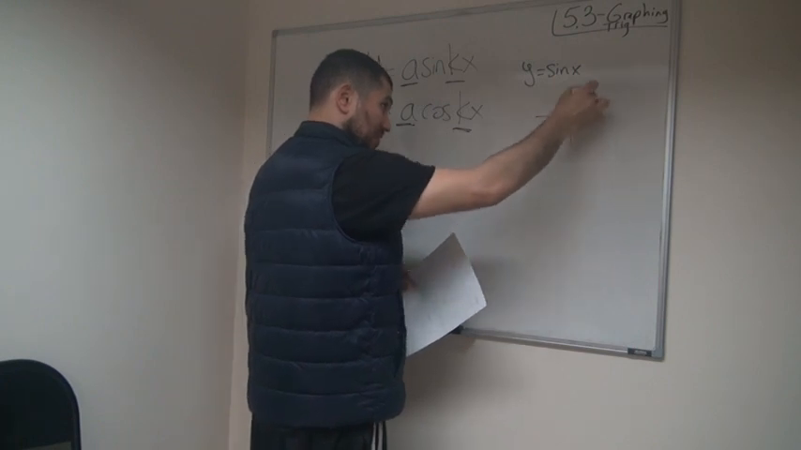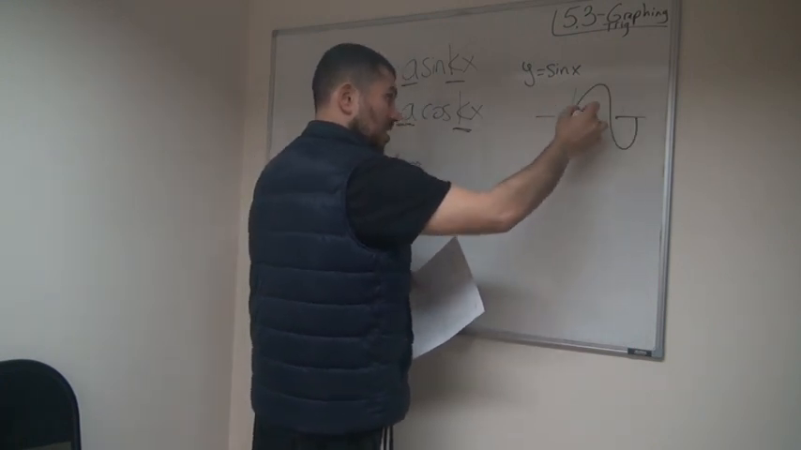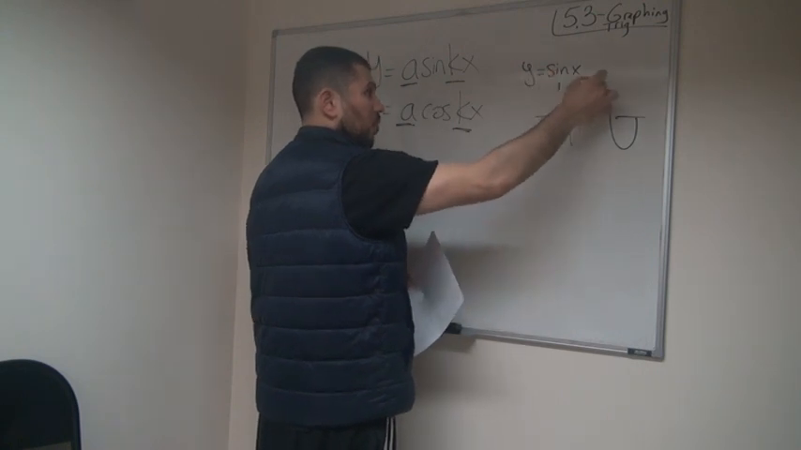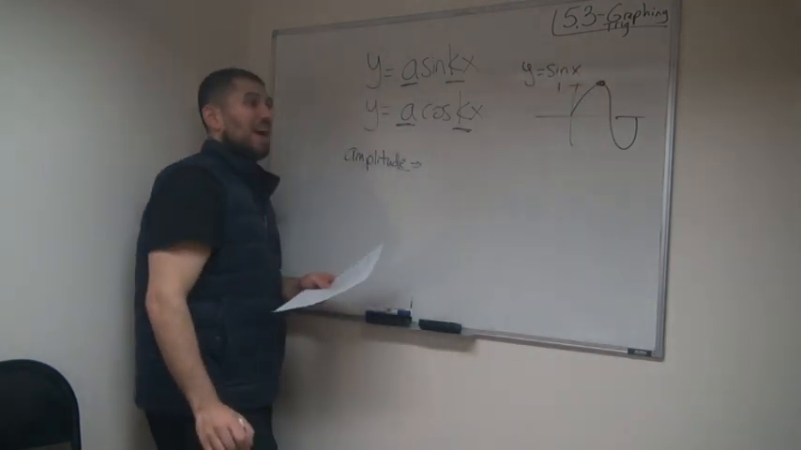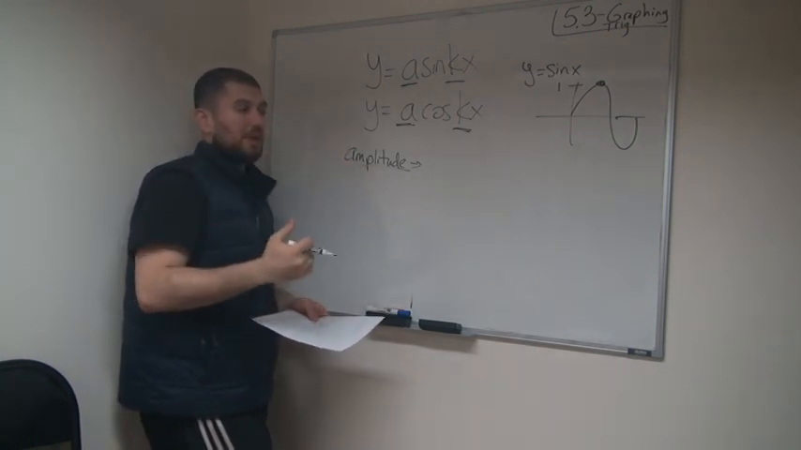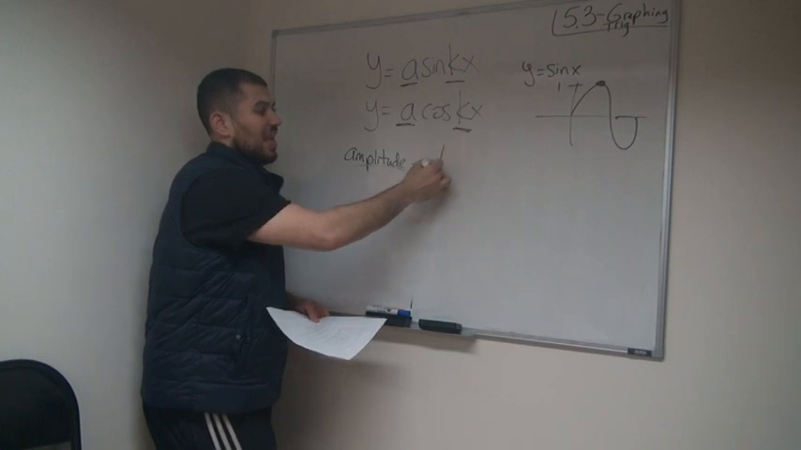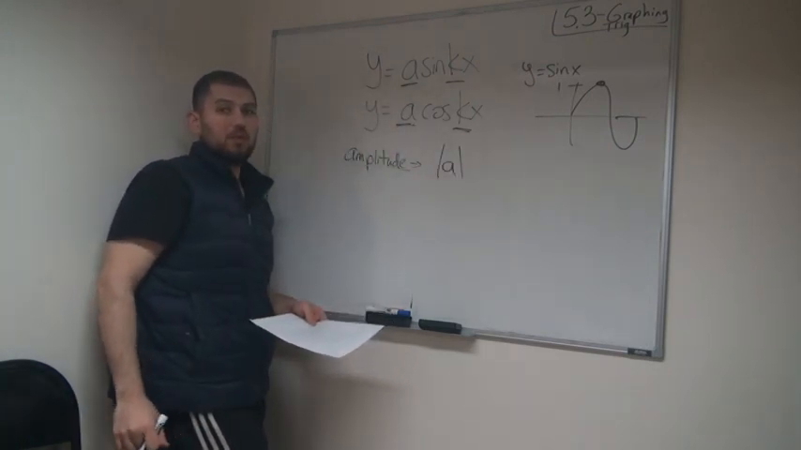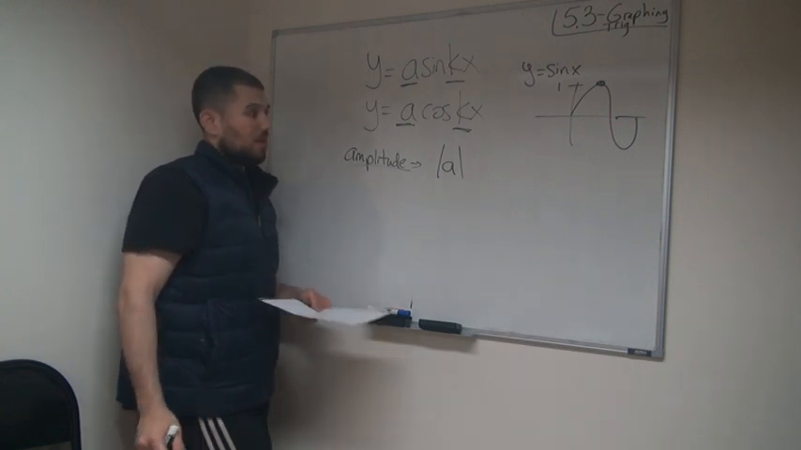So let's say I have my sine function here. The highest value of this is going to be 1 for sine of x, so that's going to be a 1. If I had minus 7 sine of x, it's still going to hit a max value of a positive 7. So to take the amplitude, what we're going to do is take the absolute value of the first variable. On an exam, that's what I would expect you to do.